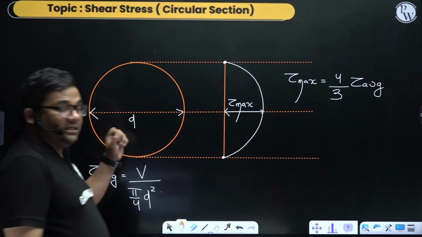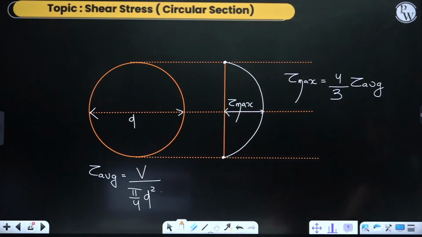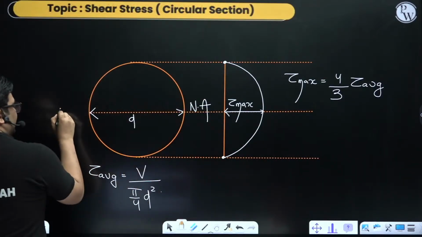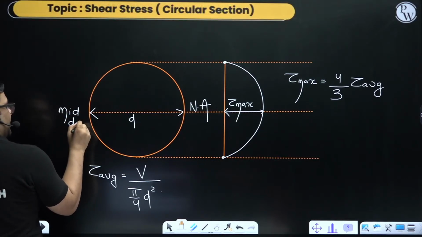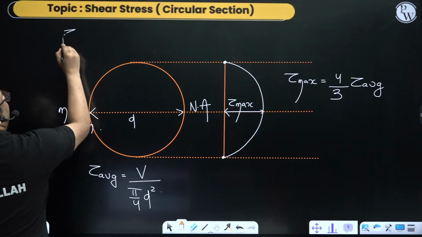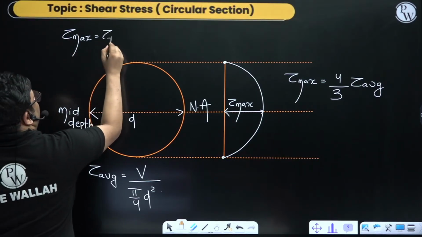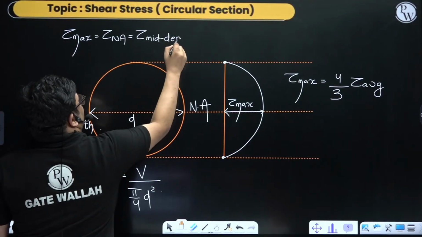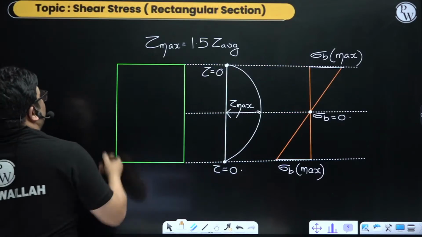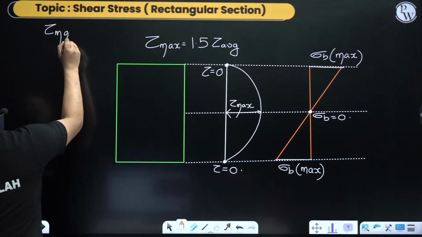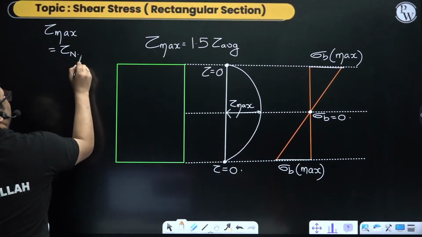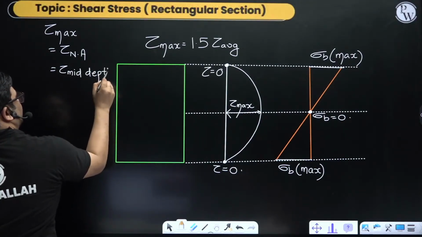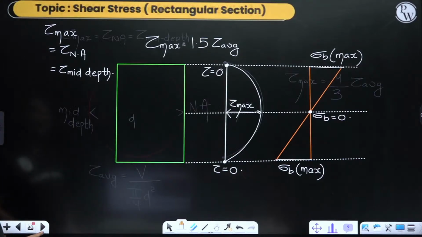Okay, now see what happens in a circular section. The maximum shear stress occurs at the neutral axis, this is also the mid depth, right? So I can say for a circular cross section, the maximum shear stress occurs at the neutral axis, and that is the mid depth. Yes, so these are the same actually. And the same I can tell for a rectangular section also. Here the maximum shear stress occurs at the neutral axis only, and this is the mid depth also, right? But that is not the case for a triangular section.